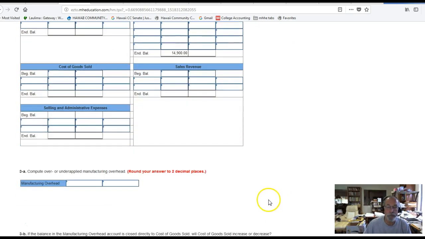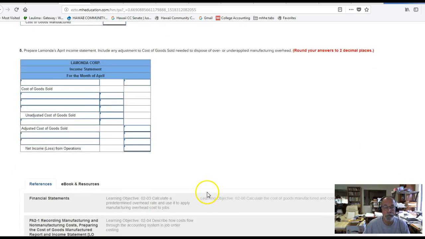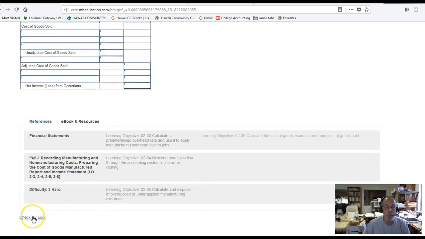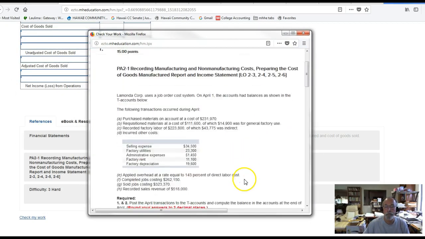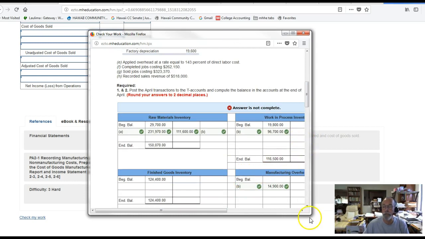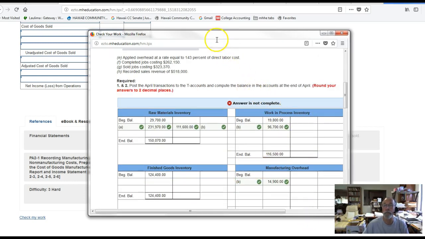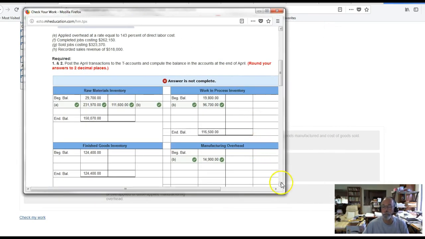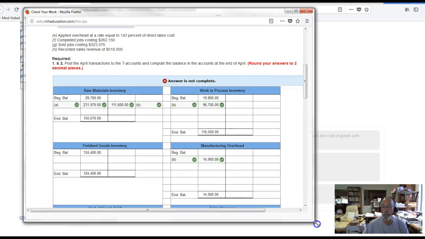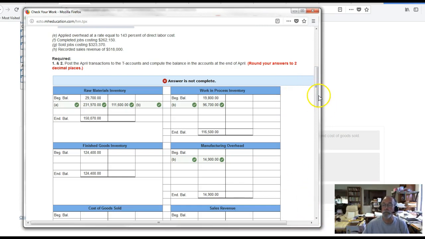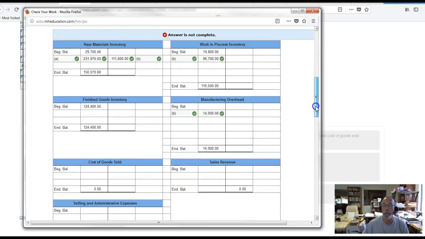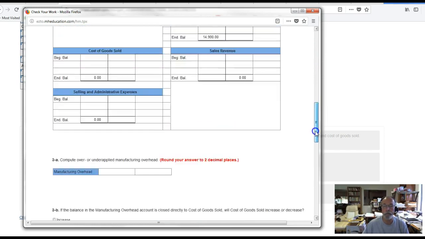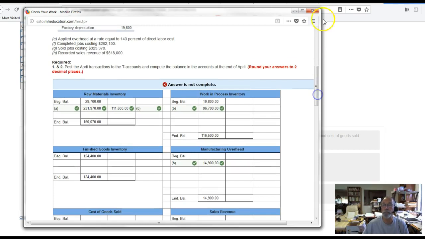Now I might remind you at this point that we have this check my work feature that is available for all of your homework, and so it might be a good idea from time to time to check to see that what you've done at any point in time is correct or not. And so I simply clicked on the check my work link, and I can see that we are okay so far.